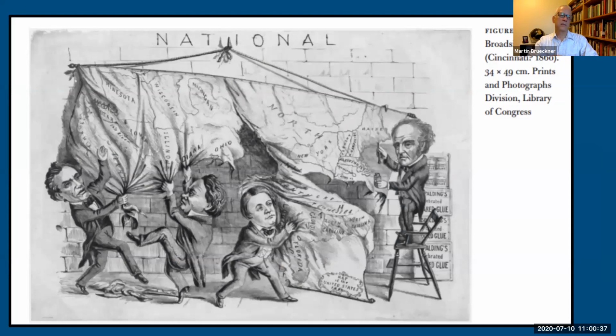This is a cartoon that's lampooning the election of 1860. You see Lincoln to the far left. But what stood out to me was that, yes, on the metaphoric level, the election is tearing apart the country, and the country is being represented by a map as a stand-in metaphor for the nation state.